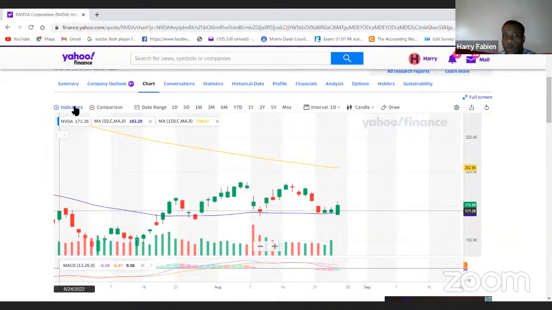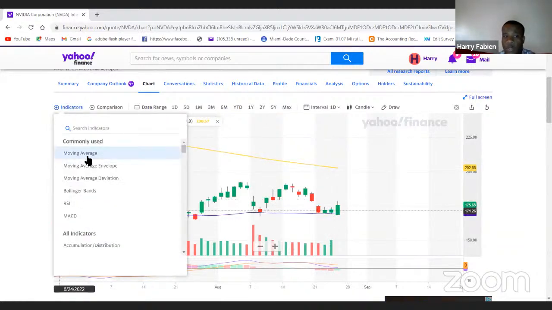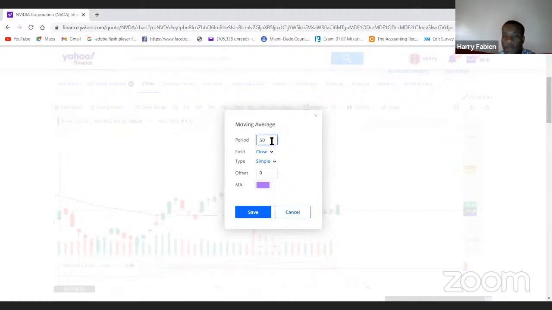In order for you to put the 200, you click on indicators again, you click on moving average, and here you put 200. You can put color again, you leave everything as it is, and just change the color. Let's say you put this as red, and you click there.